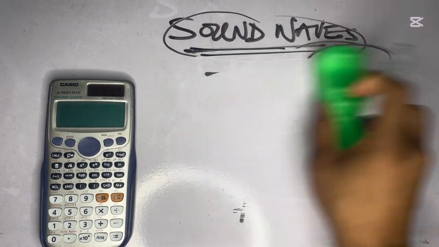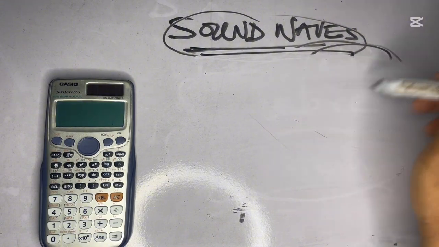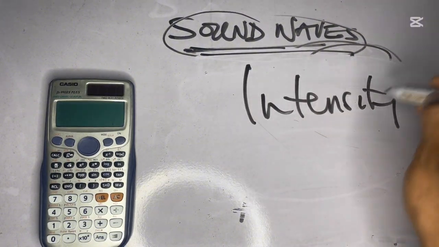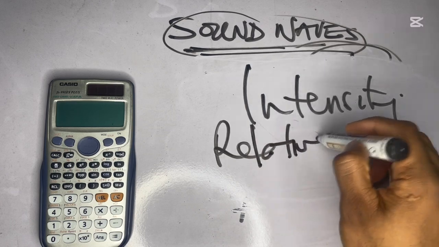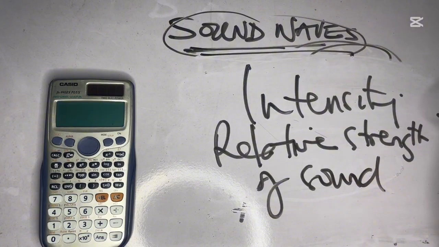Another characteristic of sound is what we call loudness. Loudness is the relative strength of sound. It is totally dependent on intensity. We can also call it the strength of sound. Sound has a higher strength, or you can say sound is stronger, when it is louder. That's why we say relative strength of sound. These are a few characteristics of sound that we must take cognizance of, that we must know.